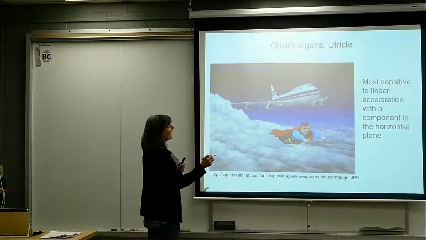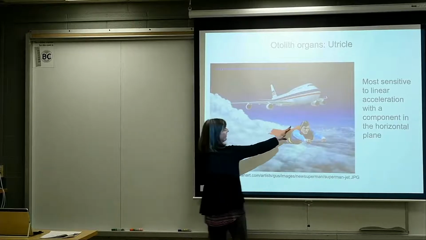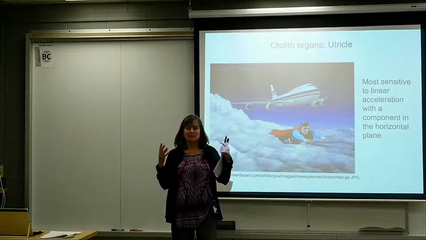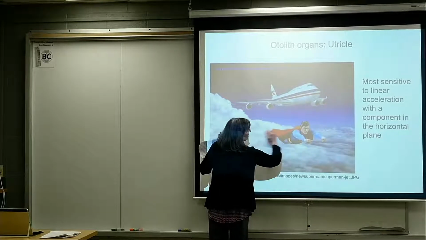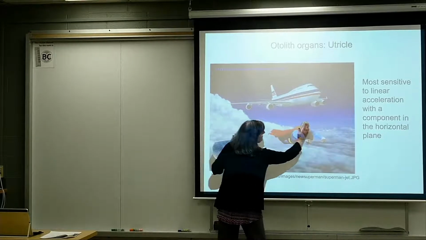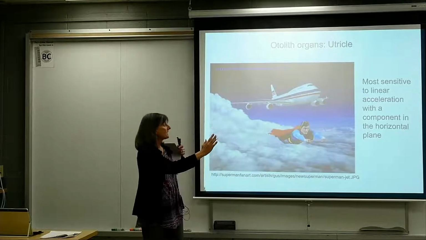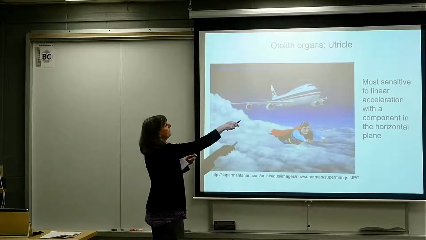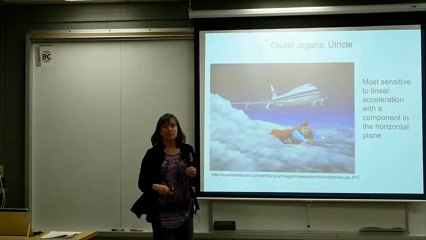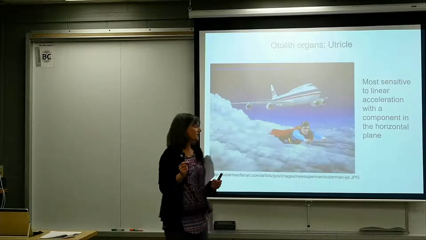But we can talk about horizontal linear acceleration. Like my Superman here, I had to look a long time to find a Superman with his head like this, but his head is vertical to the horizontal plane, and so he is moving and accelerating horizontally. That's going to be activating one of the otolith organs, which is called the utricle. So the utricle is responsible for picking up horizontal, linear acceleration.